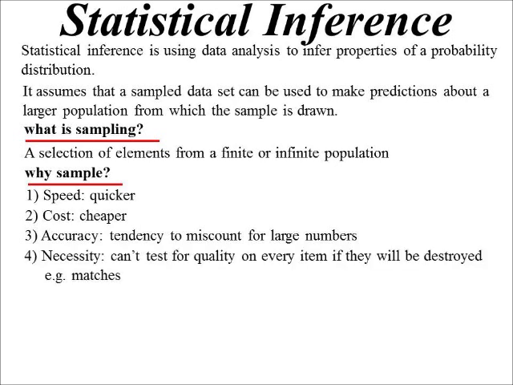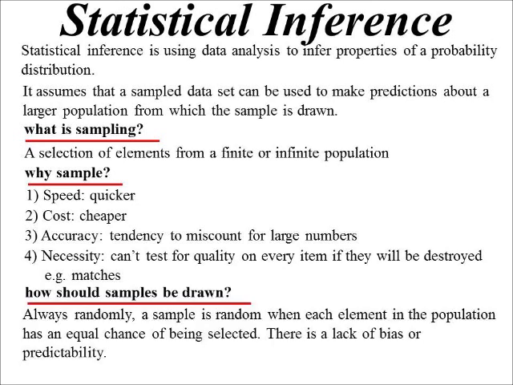And of course, necessity. Sometimes it's just not possible to get every possible piece of data. The example I've got there is matches. Now, if you want to quality test matches to see if it's a good match, you can't physically light every match to see if they work. Otherwise, you've got no matches to sell because you've lit them all to see if they're any good. So that would be a necessity to sample out of the batch. You test a few and go, yep, this batch seems to be okay, we can go and sell the rest. So sometimes necessity comes into it.